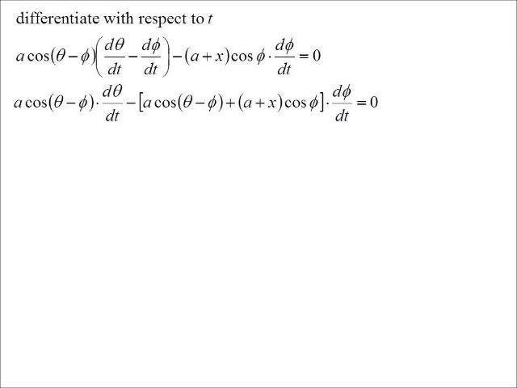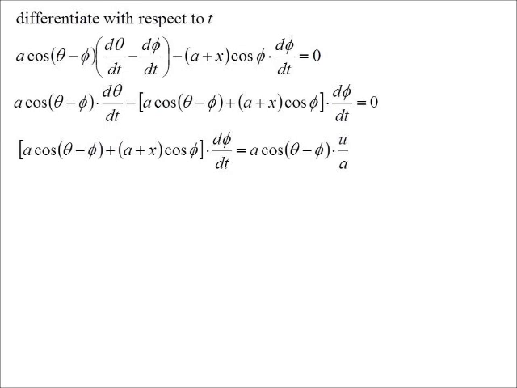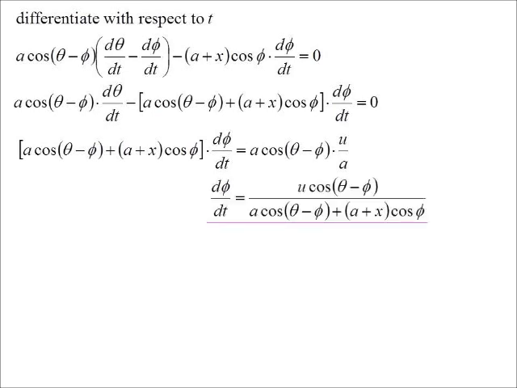Well, let's move that to the other side. You'll notice the other thing that I've done: d theta by dt, remember back in part 1, we said was u on a. So I've changed the d theta by dt to be u on a. The a's will cancel there. Remember, we're trying to make d phi by dt the subject. So now, if I divide by the left-hand side, I've got the expression that they want. The difficult bit of that, I guess, was knowing how to handle that differentiation.